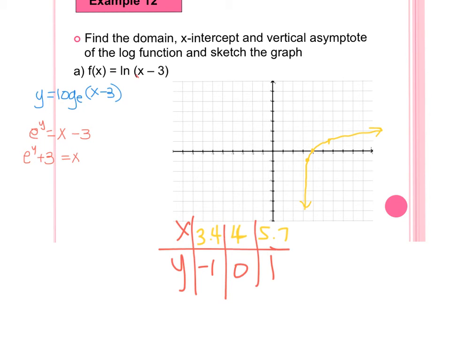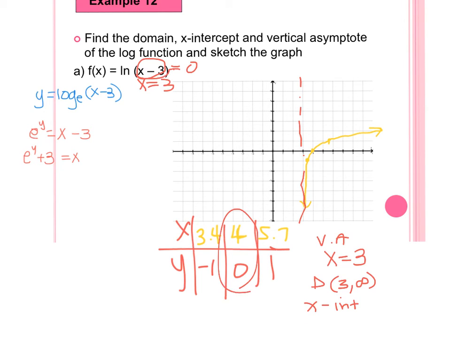My vertical asymptote comes from the same place because it has all the same properties of a log, right? So I would set this equal to 0, and I would get a vertical asymptote at x equals 3, which means my domain starts at 3, goes to positive infinity, can't include the 3, so it gets a parenthesis. And my x-intercept, either from the graph or from my set of points here, would be 4, 0. Range on this is what? Good. Bottom to top, negative infinity to positive infinity.